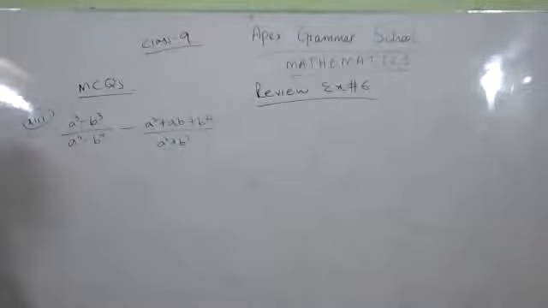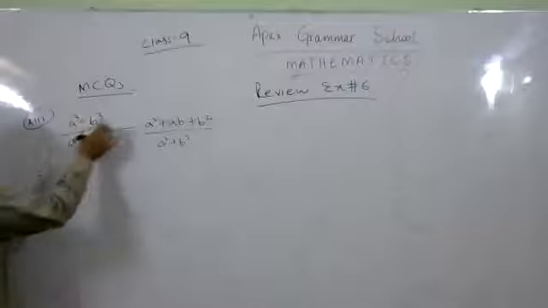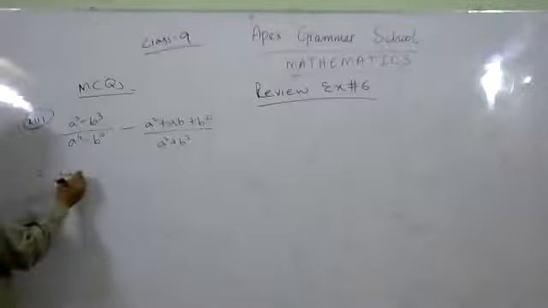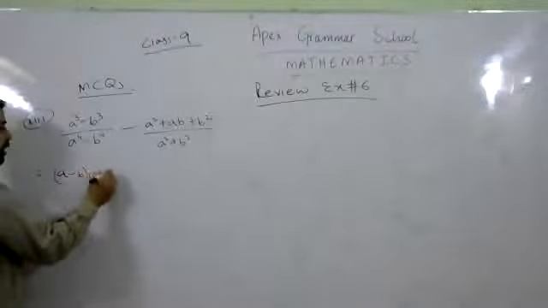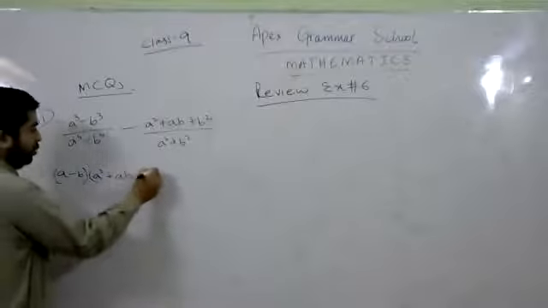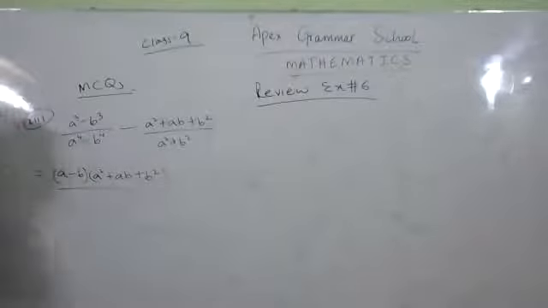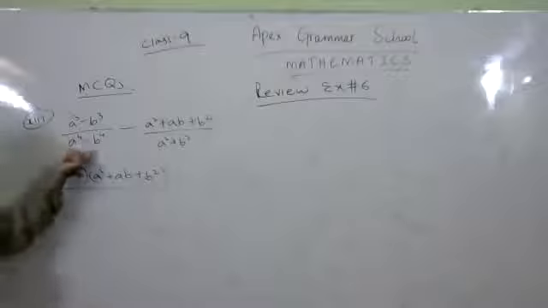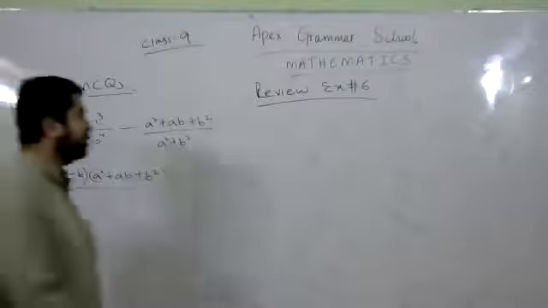First, a cube minus b cube is already the formula, so you need to open it. a cube minus b cube is equal to (a minus b) into (a square plus ab plus b square). This is already the formula. What about this a raised power 4 minus b raised power 4?